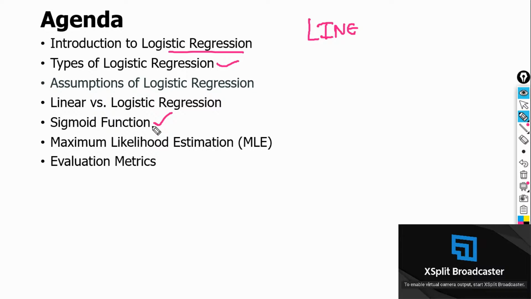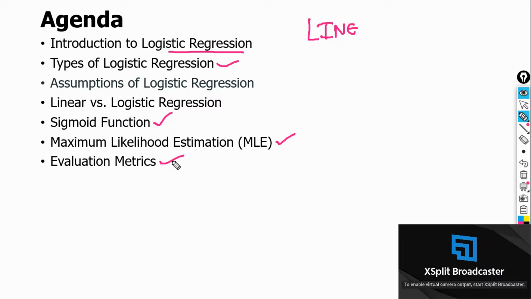We'll also discuss more about the sigmoid function as part of the next module, neural networks. And finally, MLE, maximum likelihood estimation. This is the technique used by logistic regression to predict the discrete values, and the evaluation metrics. One by one, we'll understand, friends.